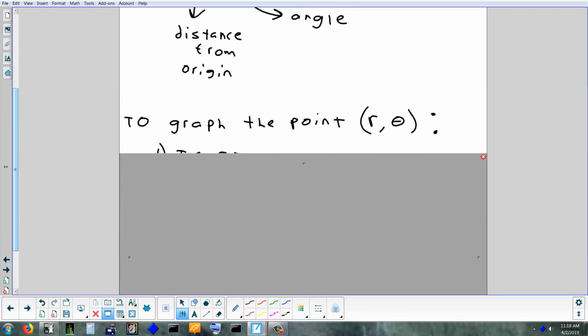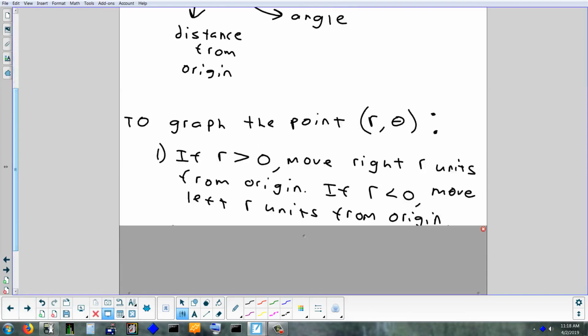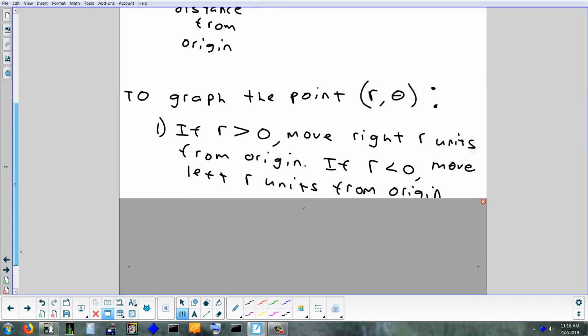All right. So how do you graph the point r, theta? I kind of told you as we were going through it. If r is positive, you're going to move to the right r units. If r is negative, you're going to move to the left. So r is kind of like an x value, kind of the same idea. Wherever you move, whether it's right or left, that becomes your 0 point.